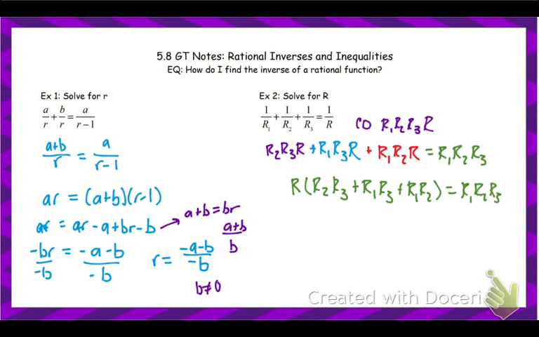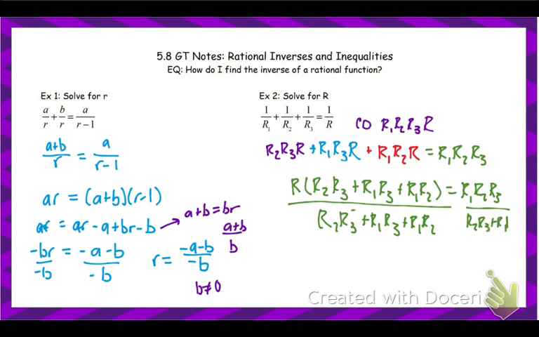And then I'm going to divide by what's with r. Let's pretend this equation was 3x equals 7. This is my x, this is my 3, and this is my 7. To get it by itself, I would divide by what's with it. So I'm going to divide by that whole big long r2, r3, plus r1, r3, plus r1, r2. Same thing over here. Divide by that whole thing.